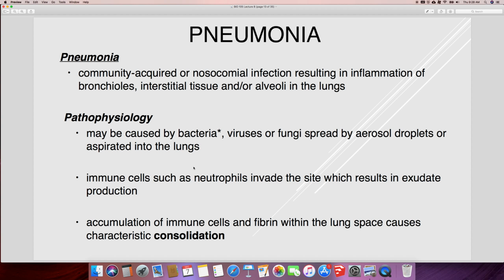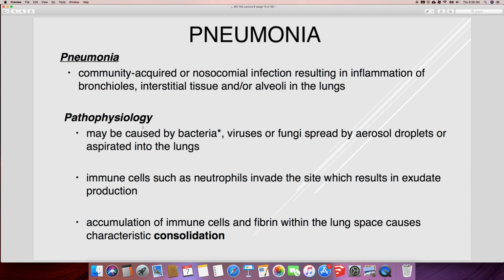Some other ones, things like Haemophilus influenzae, can cause pneumonia, and a bunch of viruses. Almost anything it seems like can cause pneumonia. Staph aureus in some cases can cause pneumonia. Pseudomonas aeruginosa can cause pneumonia. But the most common cause, at least in adults, is Streptococcus pneumoniae, or pneumococcal pneumonia.